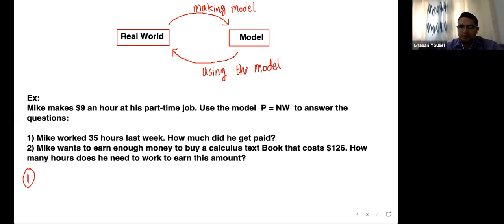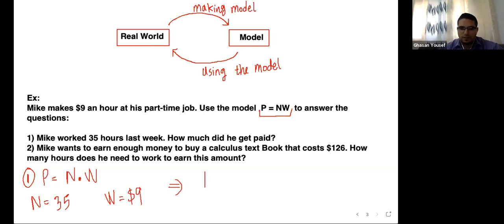So the same idea, number one. The formula is given. This is my formula. P equals N times W. The W is given as $9 from the question. And N is given from the first part. Mike works 35 hours. So we multiply like before, 9 times 35. My N equals 35 and my W equals $9. You plug both of them in the formula. So here, P equals 35 times 9, and like they said, it is 315. Yes, 315 what? Dollars. So he gets paid $315 after he worked 35 hours.